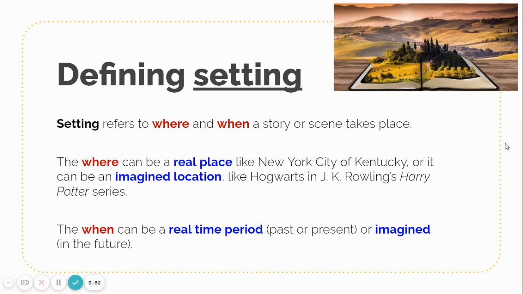The creators of these texts often give us like a little prediction as to what the world might look like in 10, 20, 30 years. So in summary, setting refers to where and when a story or a scene takes place.